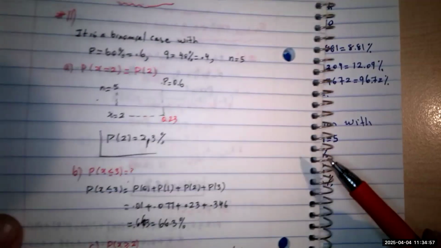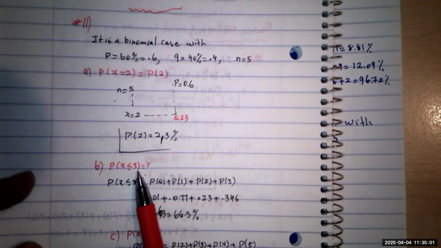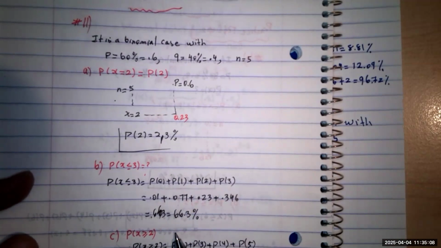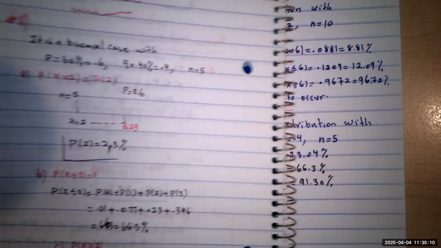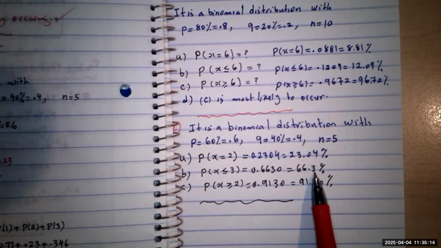Okay, so we get the same answer, 23%, as we have over here, 23.04%. And you see the next one takes time. If you want the probability that x is less than or equal to 3, you have to find p of 0, p of 1, p of 2, p of 3, and add them together. You get the same answer, 66.3%. But this is quicker.